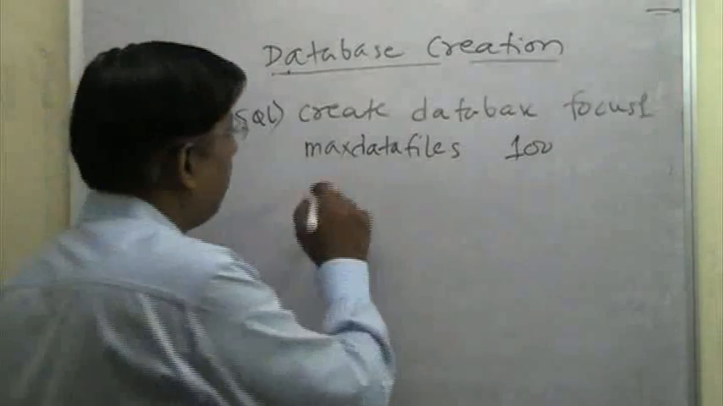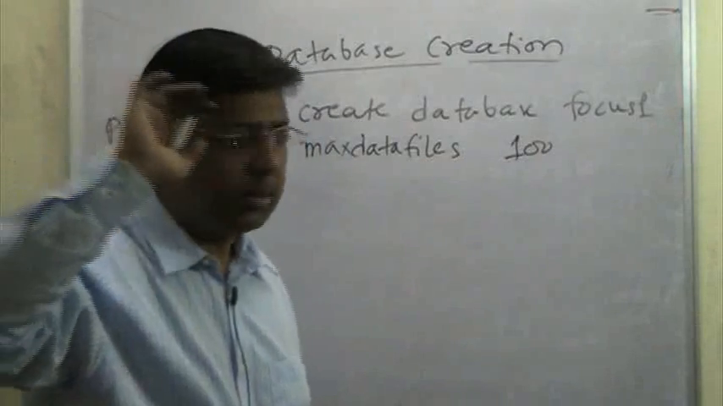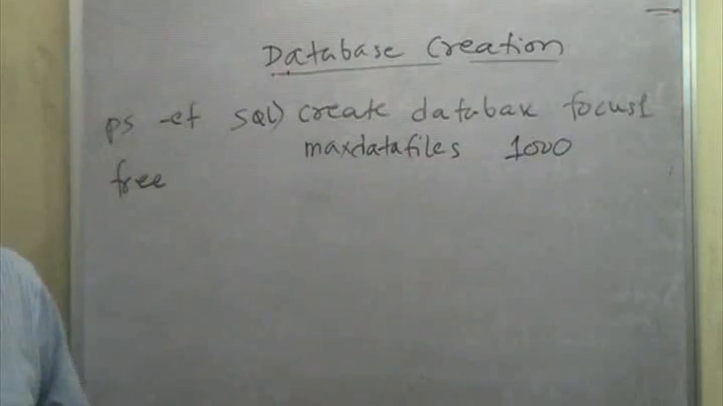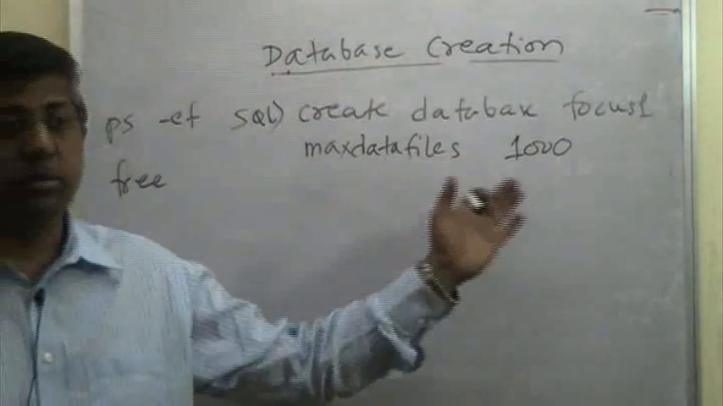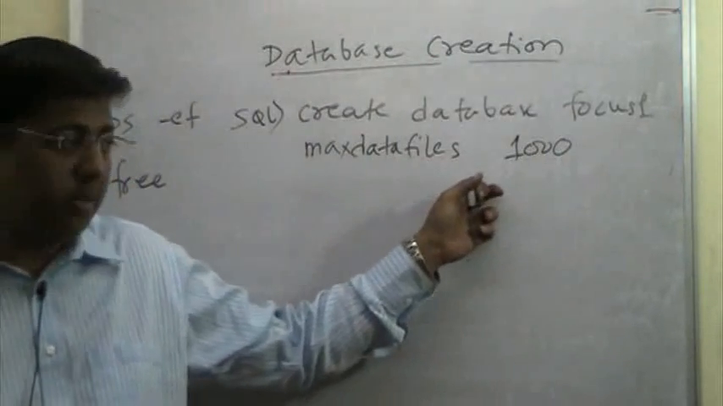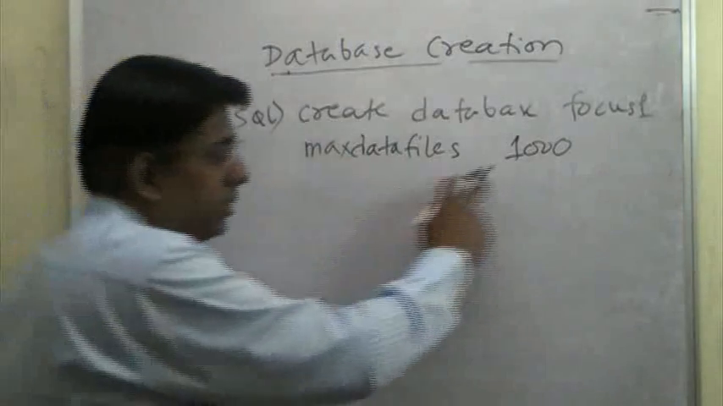And if you don't want to put the limit there, there is obviously a limit of 32,000 something. If your database is going to grow bigger and bigger in number of files, then keep the higher limit, because this cannot be changed later. It can be changed, but there is a very tricky and cumbersome process for that. So this is the max data file.